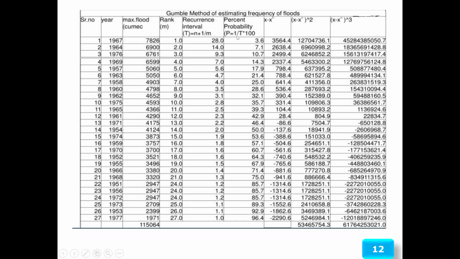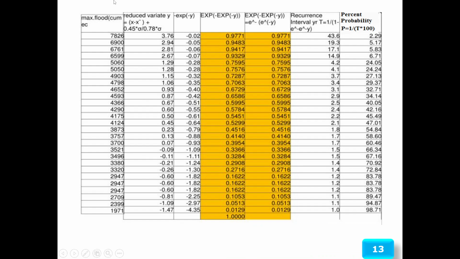Then for the percentage probability, we take the probability P is equal to 1 divided by T into 100. Then we get x minus x bar, then (x minus x bar) whole power 2, the square, and then the cube, power 3; we got these values. Now for the maximum flood, the reduced variate y is equal to (x minus x bar plus 0.45 sigma) into 1 divided by (0.78 sigma). Then we got minus y, then e power minus y, and we got this value.